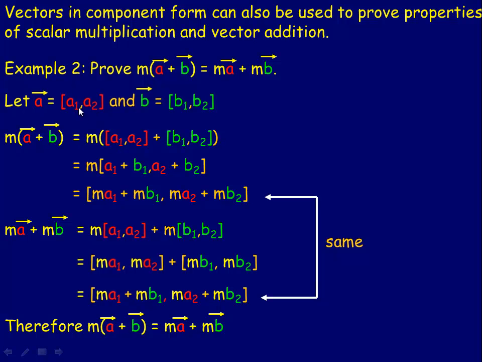If you took specific numbers for a1 and a2 and b1 and b2, like let's say you made that the vector 1, 5, and this the vector negative 2, 6, and you let m be, let's say, 9, then that would only be an example of this for one specific pair of vectors and a specific scalar. It would not be a proof for any possible vector in two-dimensional space.